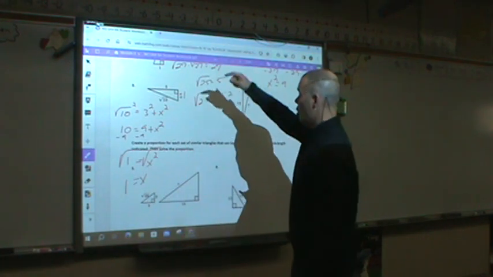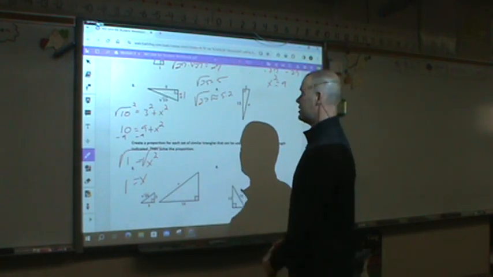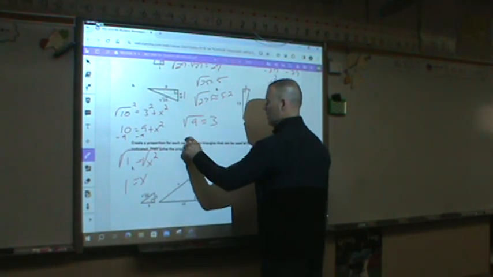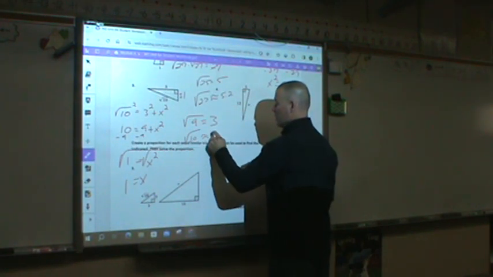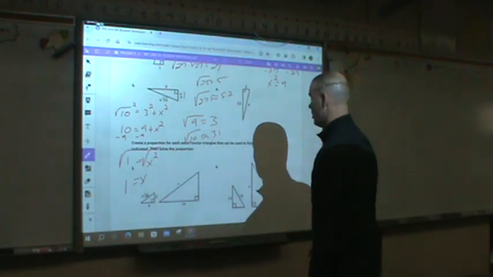Is that reasonable? Well, it's less than 3. But wait a second. Is it less than the square root of 10? Well, the square root of 9 is equal to 3. So again, applying the philosophy we did up here, the square root of 10 should be, even if it's 3.1, more than 3. It's still the longest side.